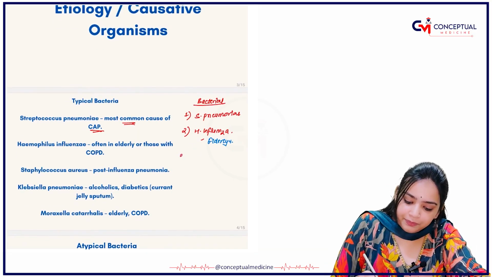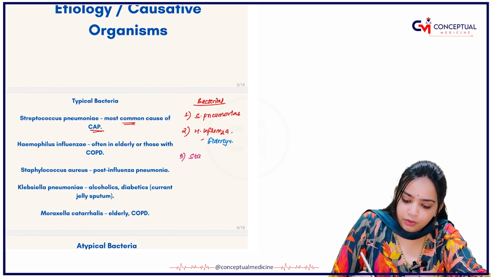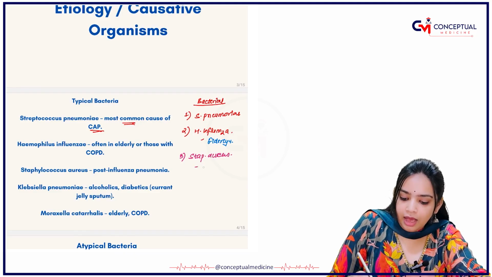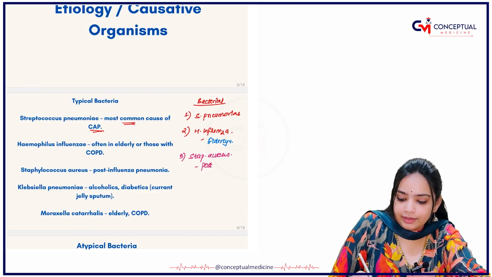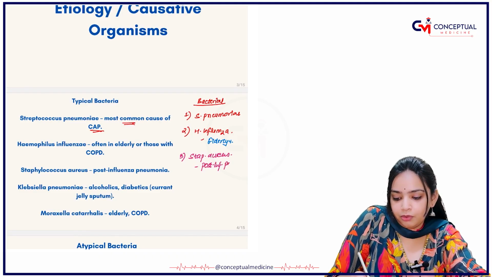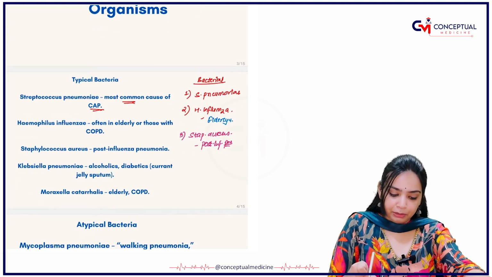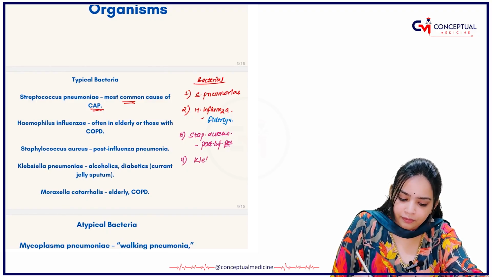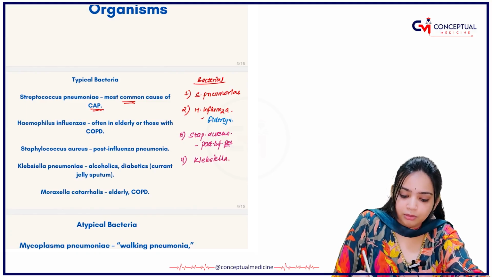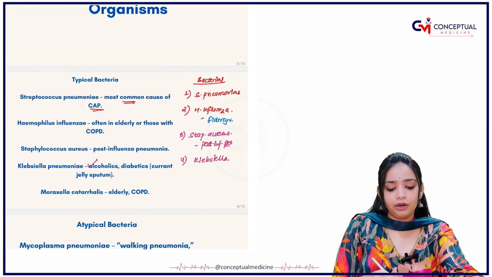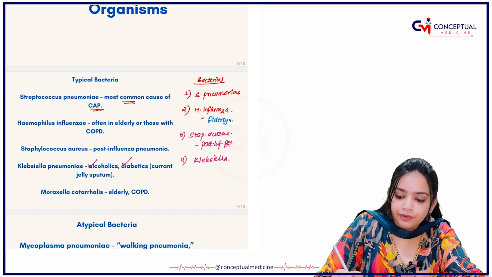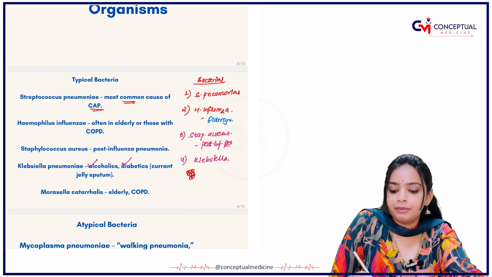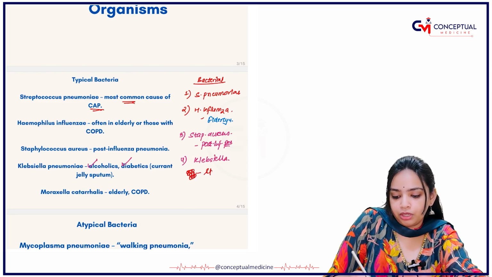Next you have Staphylococcus aureus, and it is seen in post-influenza pneumonia. Next, you have Klebsiella pneumonia. It is mainly seen in patients who are alcoholic and diabetic. And you know what? You will be able to appreciate currant jelly sputum, like a red jelly-like sputum.